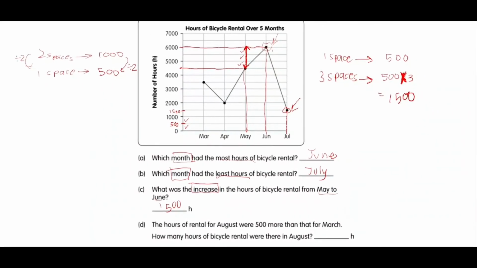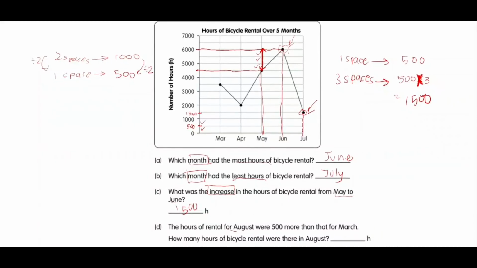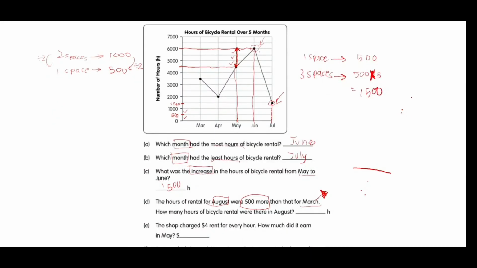Now let's look at question D. The hours of rental for August were 500 more than March. March, it's here. So the number of hours is 3,500. So for August, it would mean it's 3,500 plus 500 more hours. And that is 4,000 hours.